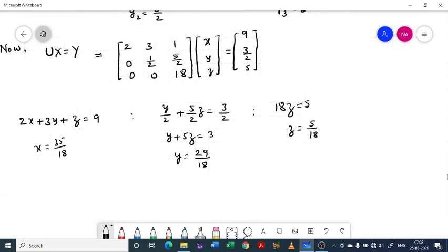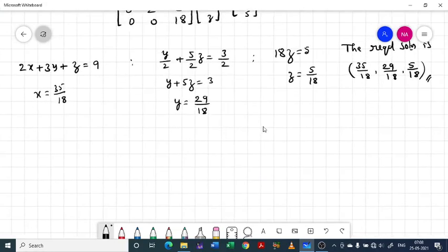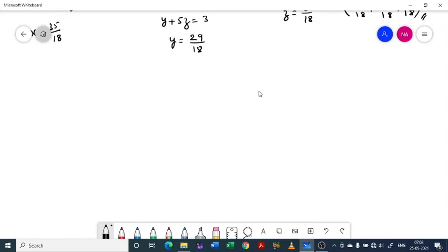So the required solution is, I'll write here, 35 by 18, 29 by 18, 5 by 18. That is the required solution. So that's about problem A. Next, consider one more problem, B.